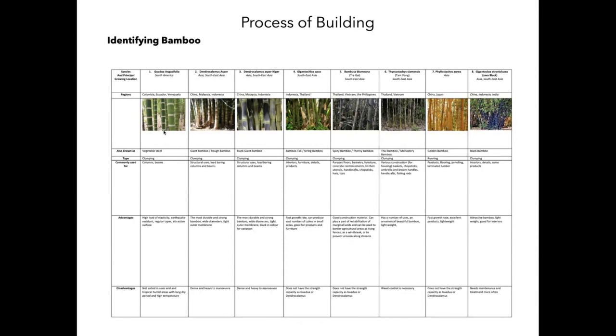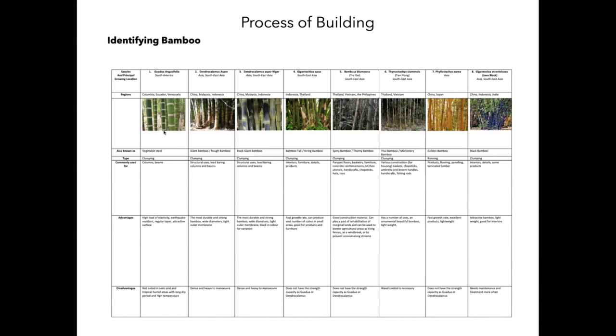Guadua angustifolia. This is used for furniture. It's also used for products. It's a lightweight bamboo. The nodes are kind of spaced further apart. The Bambusa blumeana. This one is a thorny bamboo. It's also used for products. It's more generally used in the Philippines and Thailand.